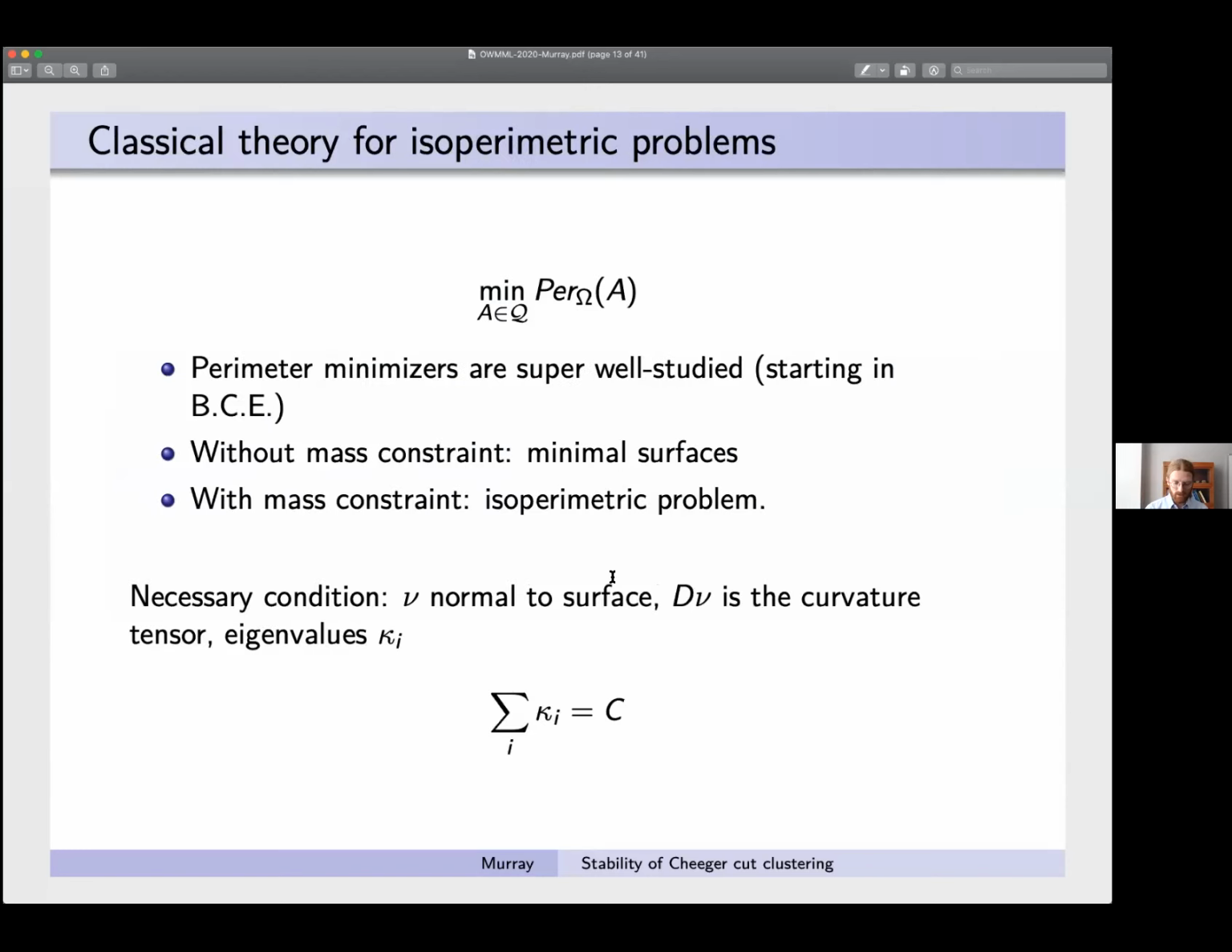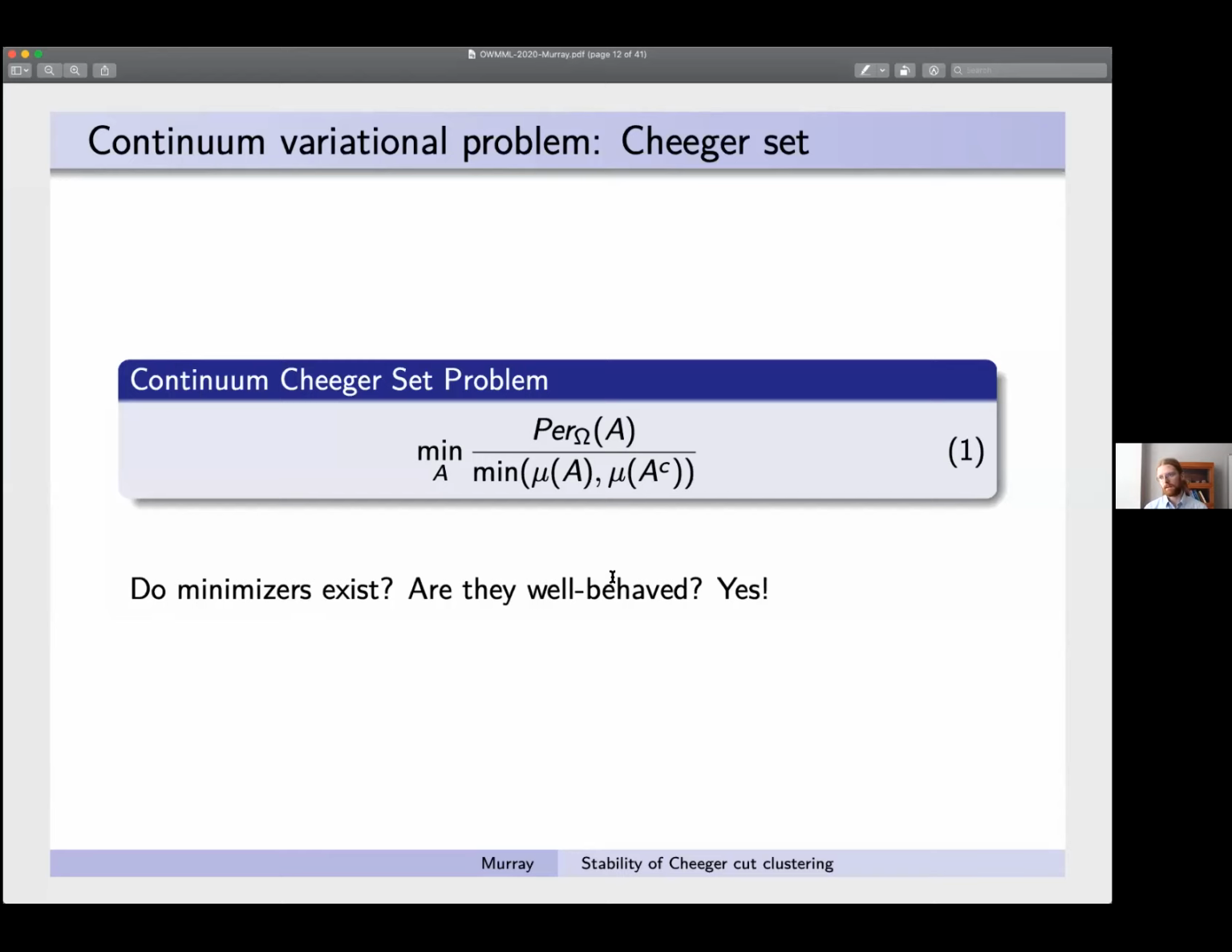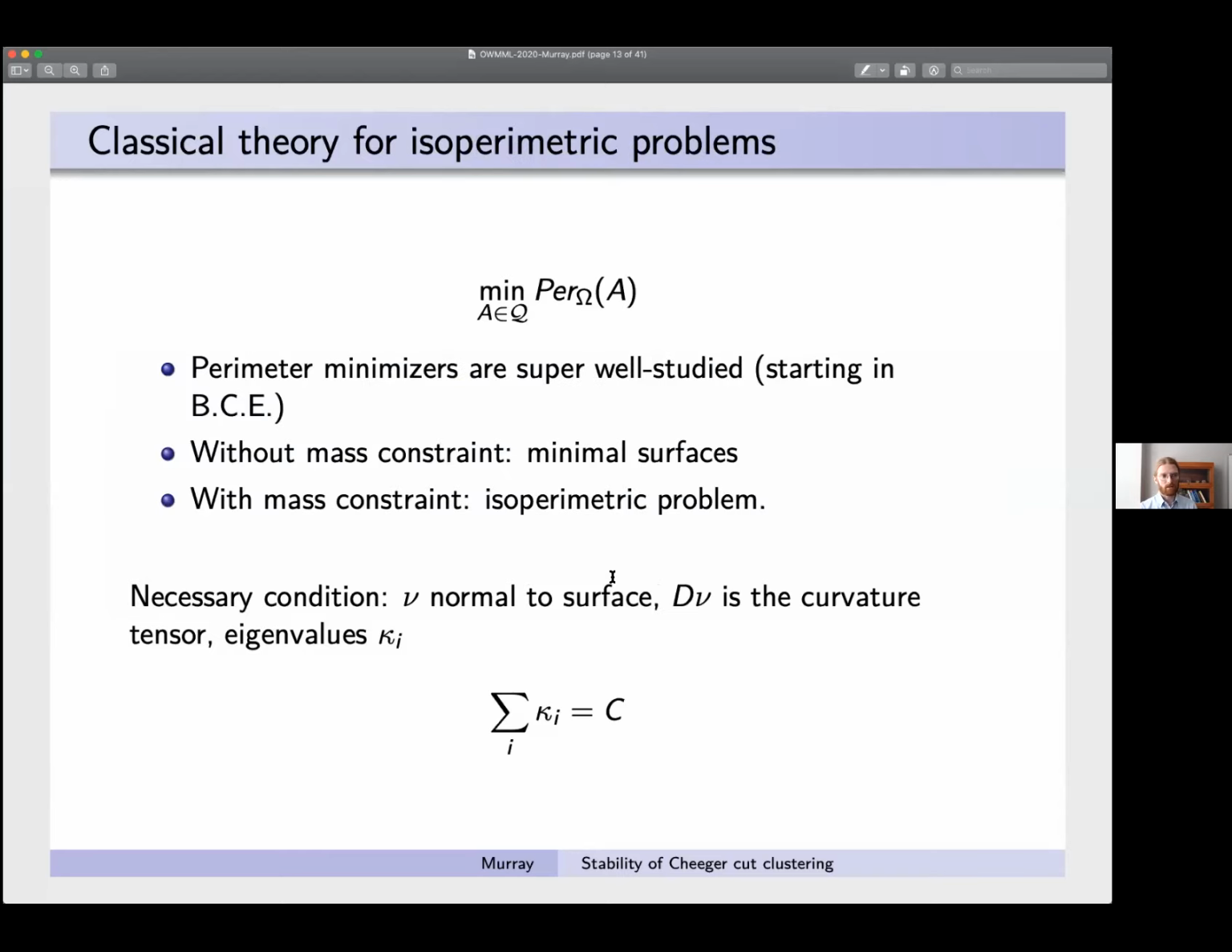The answer to that is yes, and it's deeply related to what's called the isoperimetric problem. So let's for a moment forget about this denominator that penalizes the size of the different partitions, and just think about minimizing the perimeter subject to some constraints. I've written it in a vague way intentionally, since it could mean different things depending on the setting. I'm minimizing the perimeter of A subject to A being in some class of sets Q.